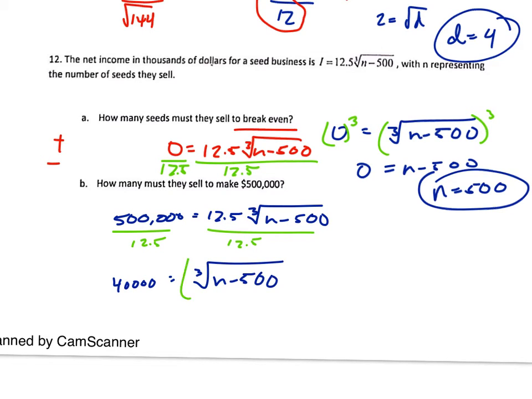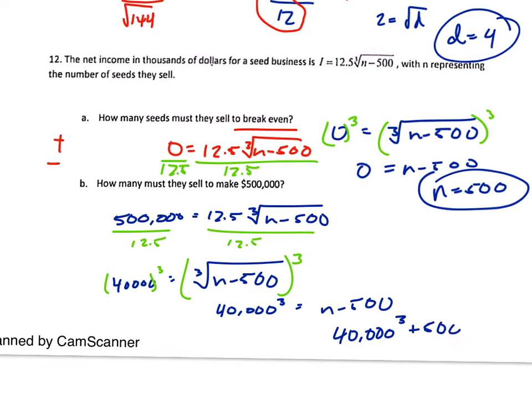Same step again, we need to cube this right side to undo the cube root. So we need to cube this side, and it's going to give us a pretty big number. So I'm just going to leave it as 40,000 cubed equals n minus 500, and if you move the 500 over, you're going to get a total answer of 40,000 cubed plus 500, which gives you a big number, 6 point whatever raised to the 13th power. But you could always simplify that in your calculator if you need be.